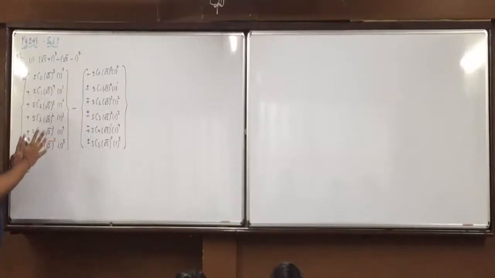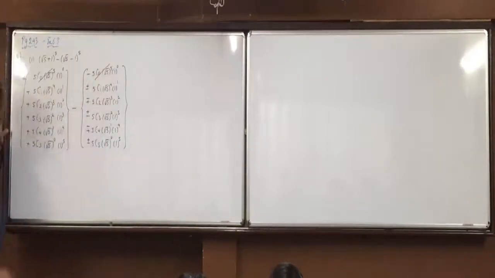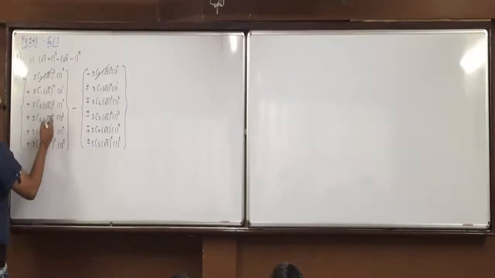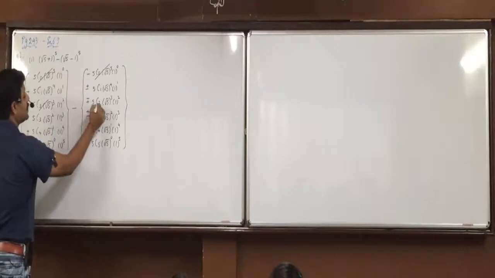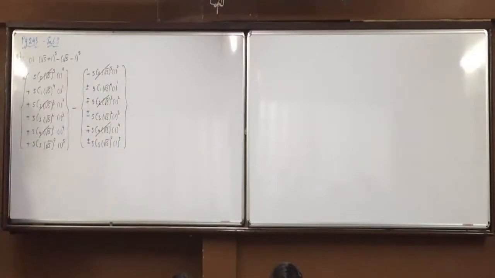Now in both the sides, the numbers and values are the same or not? So the negative values will get cancelled. In both the brackets, the values are the same, so the negative ones will get cancelled. First, third and fifth will get cancelled. Now, with the power 5, the coefficients were 1, 5, 10, 10, 5, 1.